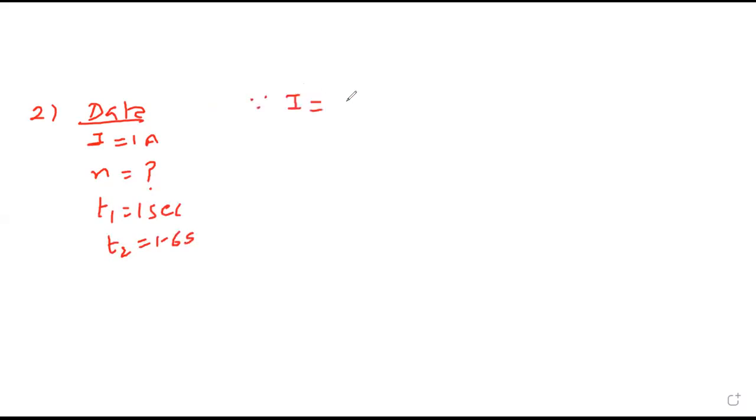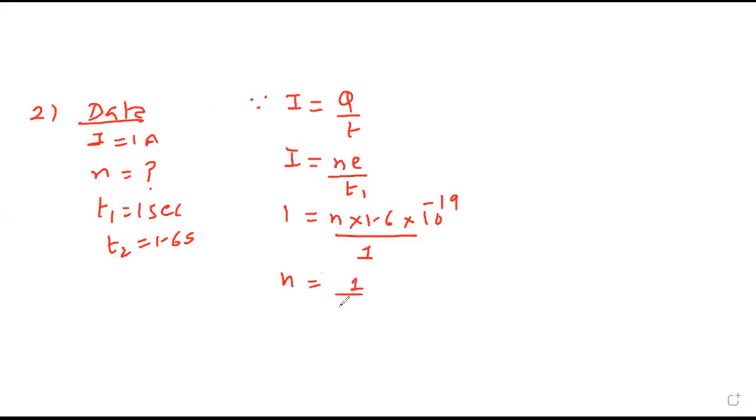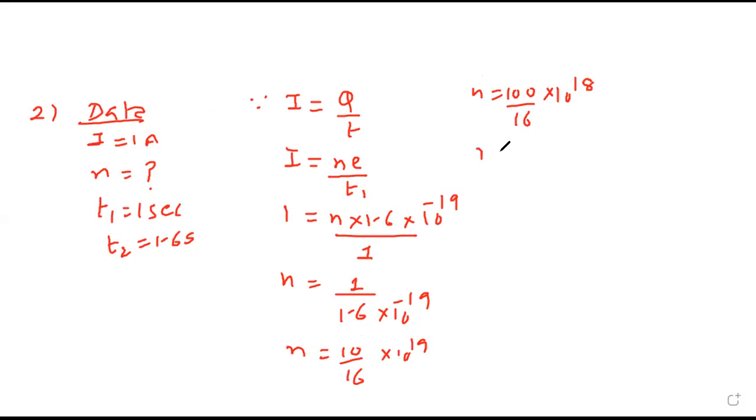So first, current I is the rate of flow of charge. Charge I can say Ne, time is T1, in 1 second you want the answer. So 1 ampere is N into 1.6 into 10 raised to minus 19 upon time 1 second. So that will become 1 upon 1.6 into 10 raised to minus 19. 10 upon 16 into 10 raised to plus 19. 100 upon 16 into 10 raised to 18. 6.25 into 10 raised to 18 electrons are flowing in 1 second.